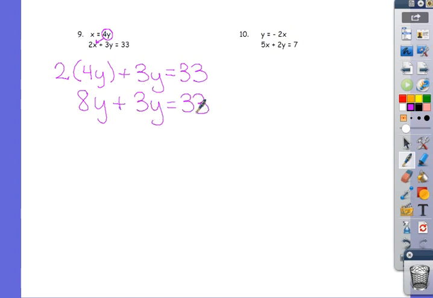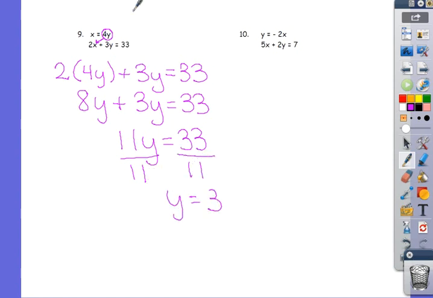Okay. Then we can, what's that called? Combine like terms. Combine like terms. Very good. 8y and 3y. 11y equals 33. Last step. Divide by 11. So y equals 3.